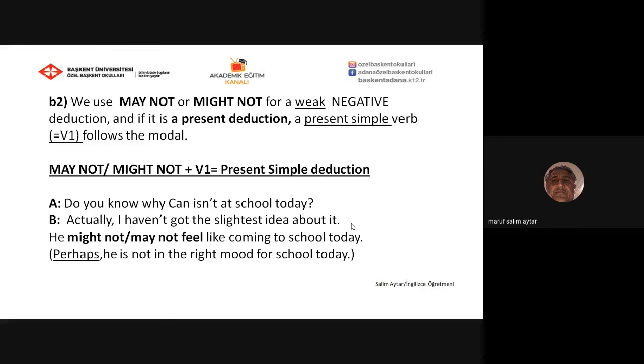We use may not or might not for a weak negative deduction. And you can see the structure for this. Do you know why John isn't at school today? Actually, I haven't got the slightest idea about it. This shows that we need to make a weak deduction. He might not feel like coming to school today, or he may not feel like coming to school today. Perhaps he's not in the right mood for school today.